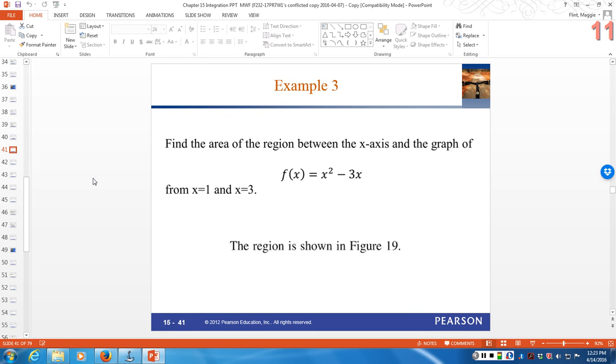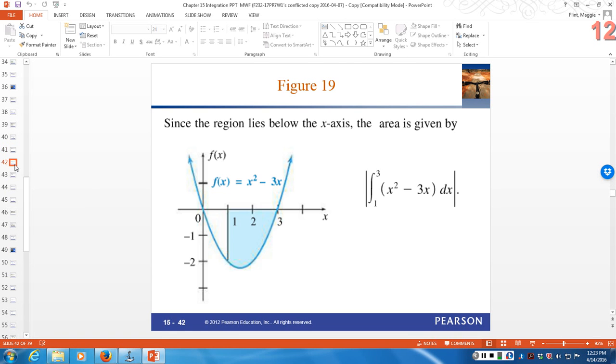So what we want to find here is the area of the region between the x-axis and the graph of x squared minus 3x, and we want to start that area at x equals 1, and we want to end it at x equals 3. And I actually have a graph of that. This is what it looks like. In this case, this area is actually going to be considered negative because it's below the x-axis, not above it. Okay? So when we do this problem, we're going to do the integral of x squared, which is going to be x cubed over 3.